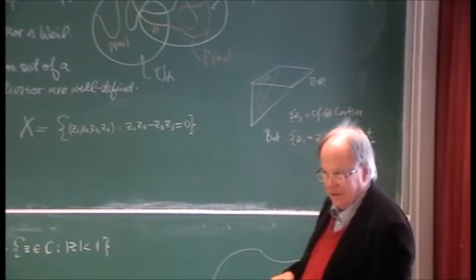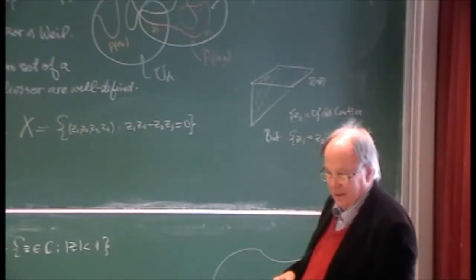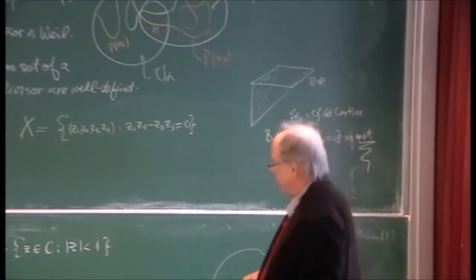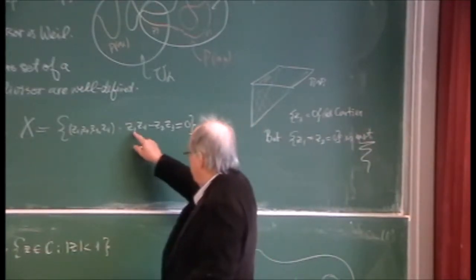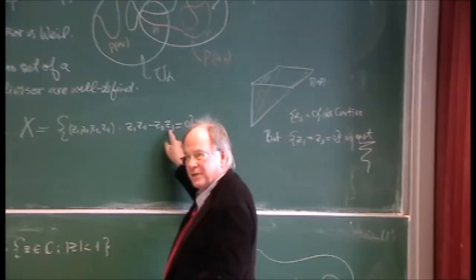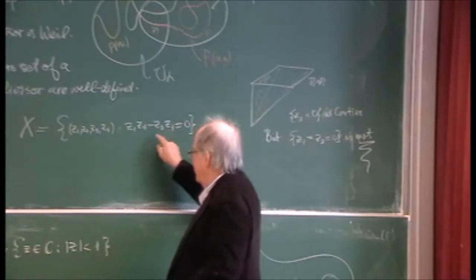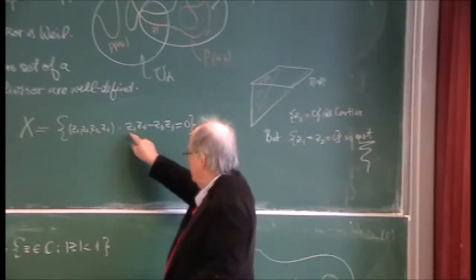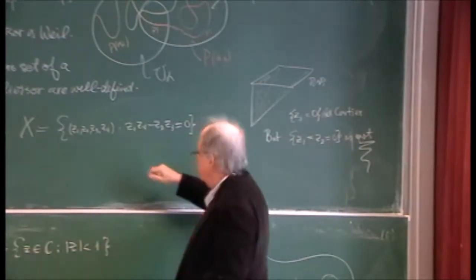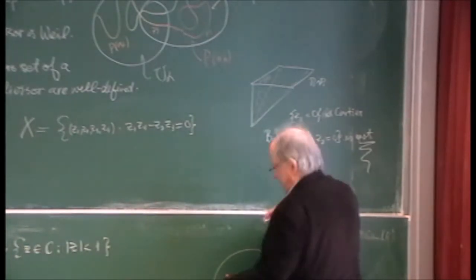Galen, were you here when I discussed this example? Yeah, I think so. It's a simple thing. If Z1 equals 0, then Z2 or Z3 is equal to 0. So those are two components. Say take one component, Z1 equals 0 and Z2 equals 0 in this variety. This is something like this.